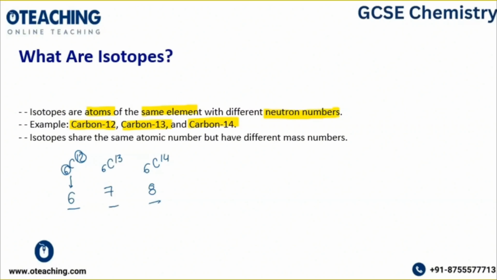So isotopes are atoms of the same element. Carbon 12, carbon 13, carbon 14. All these three are isotopes of carbon. So, atoms of the same element with different neutron numbers. Isotopes share the same atomic number. That is what I told you here, that they have the same atomic number, that is 6. But they have different mass numbers, 12, 13 and 14. These are mass numbers, so they are different in all these three isotopes.